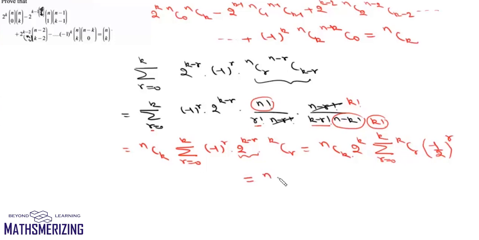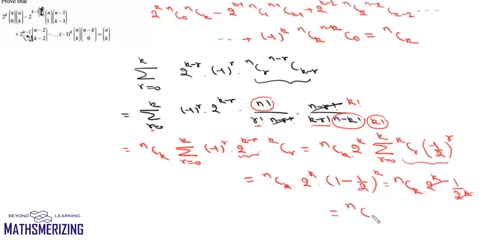So this is nCk into 2 to the power k, and this is nCr into x to the power r. It is 1 plus x to the power n. So simply it will be 1 minus 1 by 2 to the power k. So this is nCk 2 to the power k, and this is 1 upon 2 to the power k. So the answer to this series will be simply nCk.